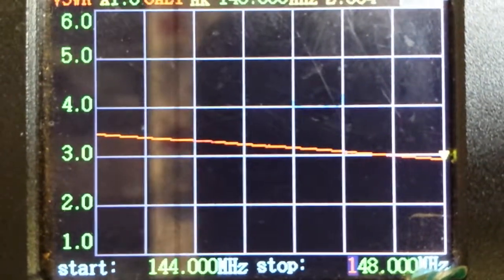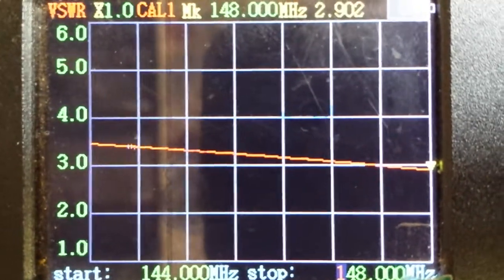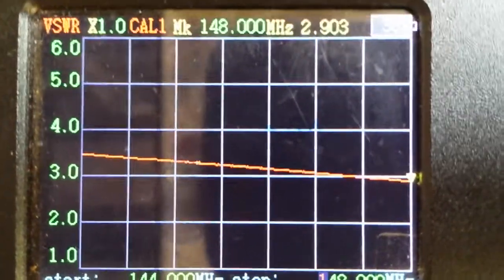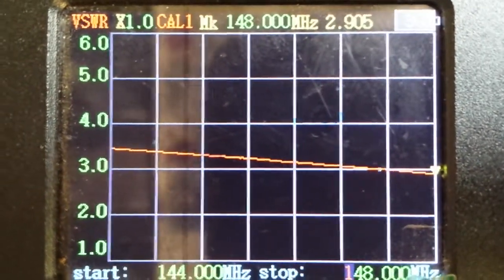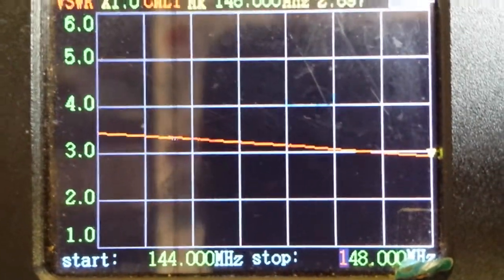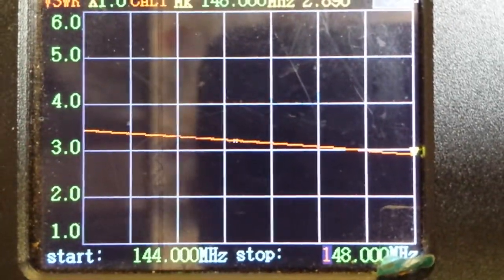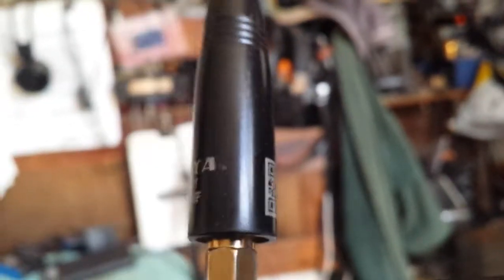And back to the newer Nagoya, direct from Baofeng.com. So it is the real Nagoya. 3-1 at VHF. That is this. See, hold it. Where did the camera go? Okay, here it is. This one. And it has the little identifier on it.